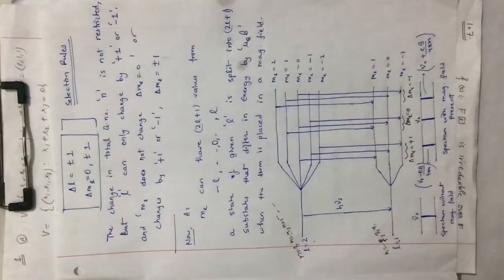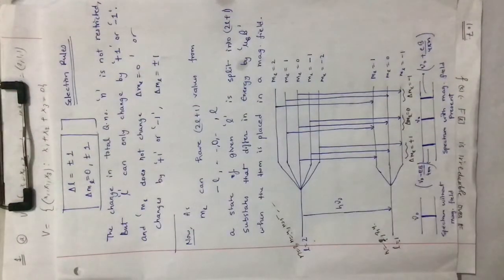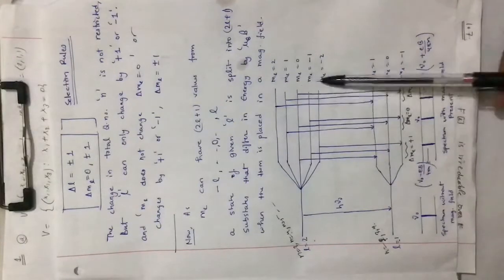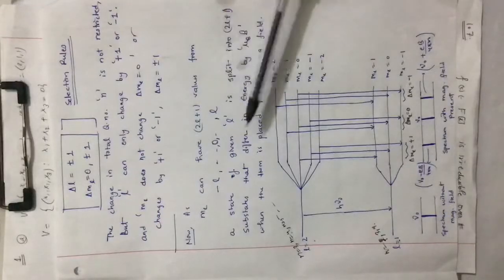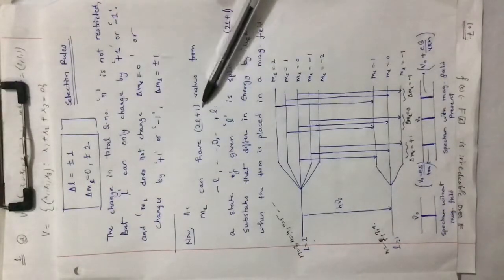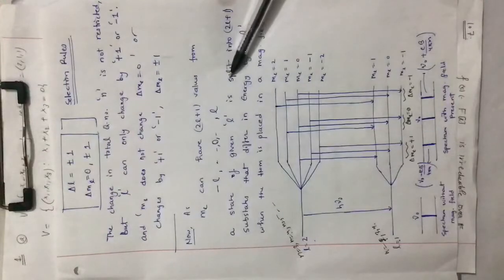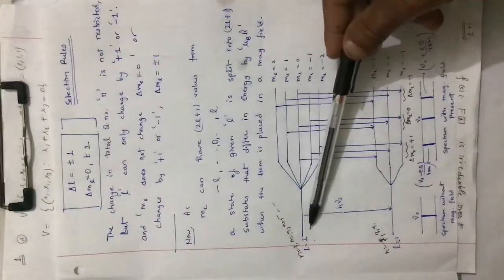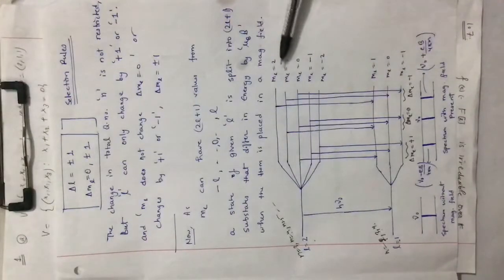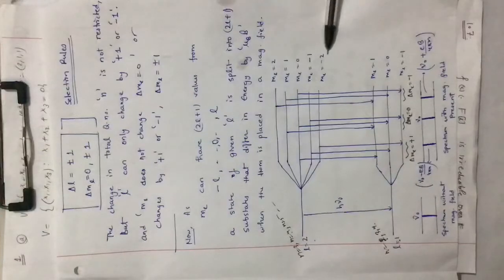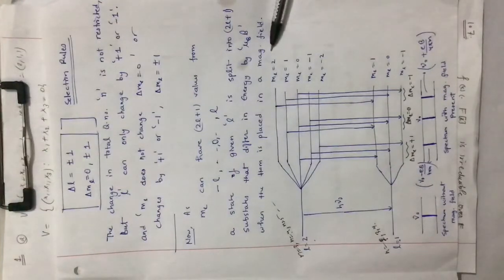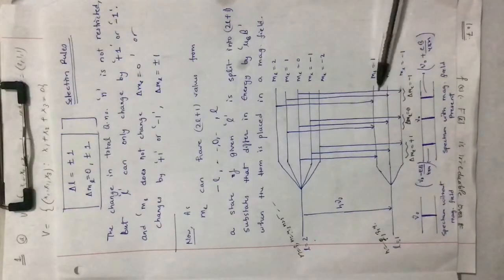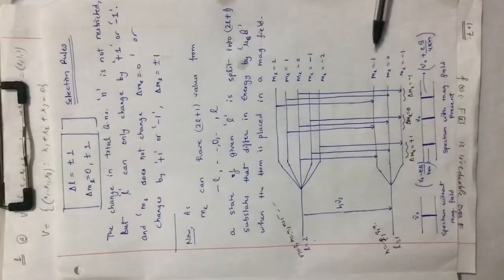Now L is equal to 2 is further getting split into 5 different levels. Now why 5 different levels? Because ML can take 2L plus 1 values from minus L to L. Now ML, the magnetic quantum number, for this L is equal to 2 can have 5 values from ML is equal to minus 2 to ML is equal to 2, right? Similarly, for L is equal to 1, ML can take 3 values. We already discussed this in space quantization. So ML is equal to 1, 0 and minus 1.